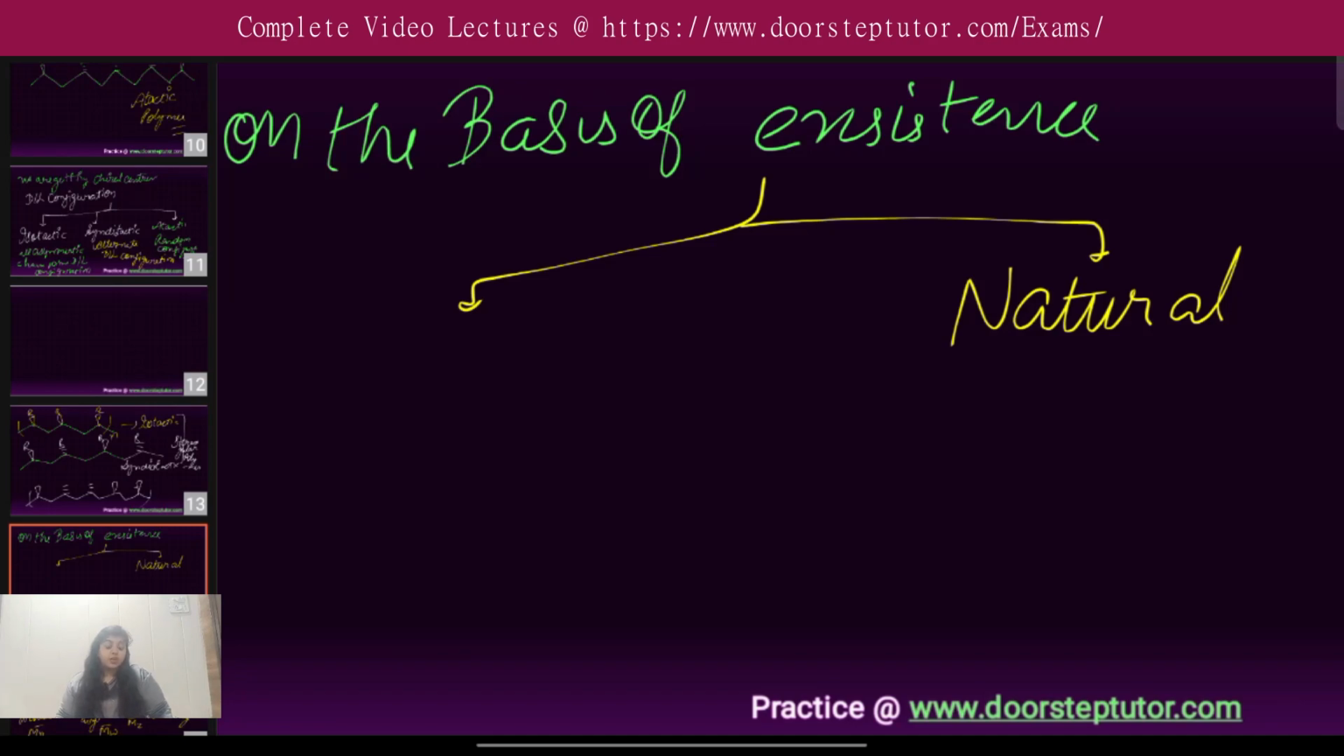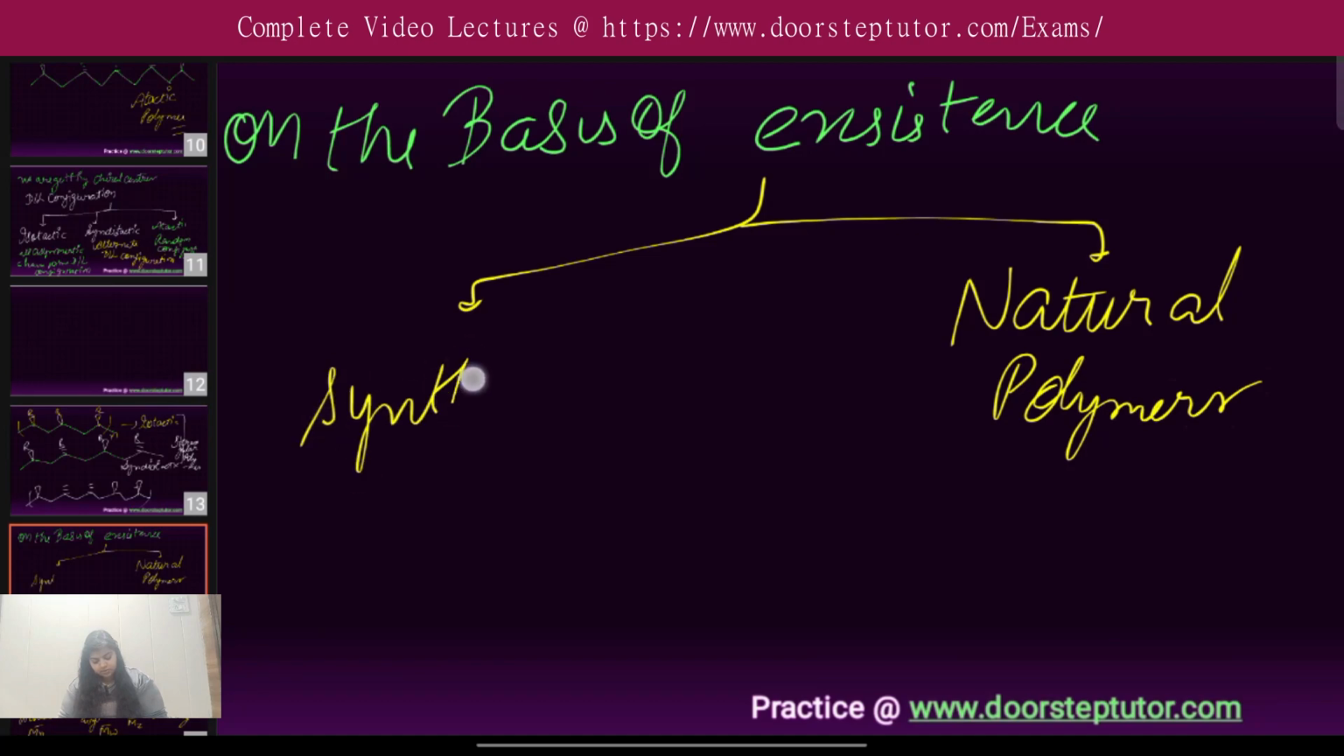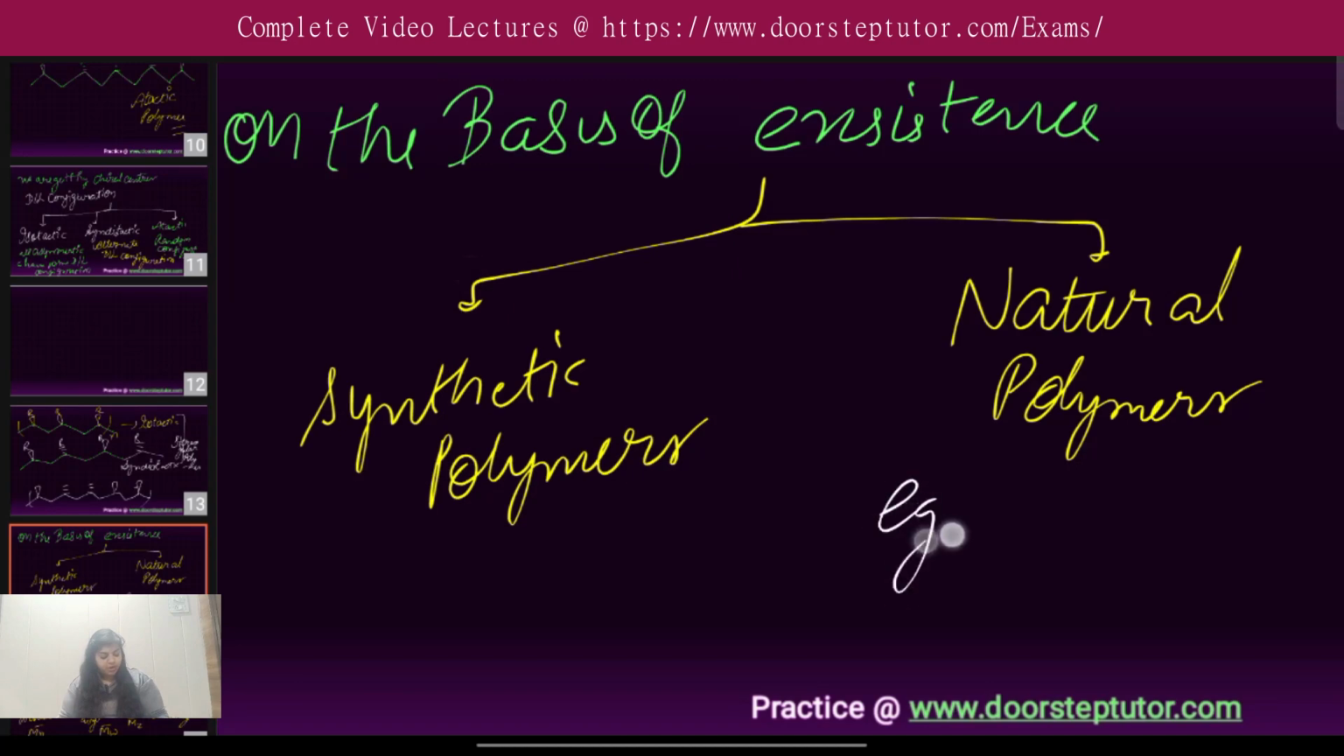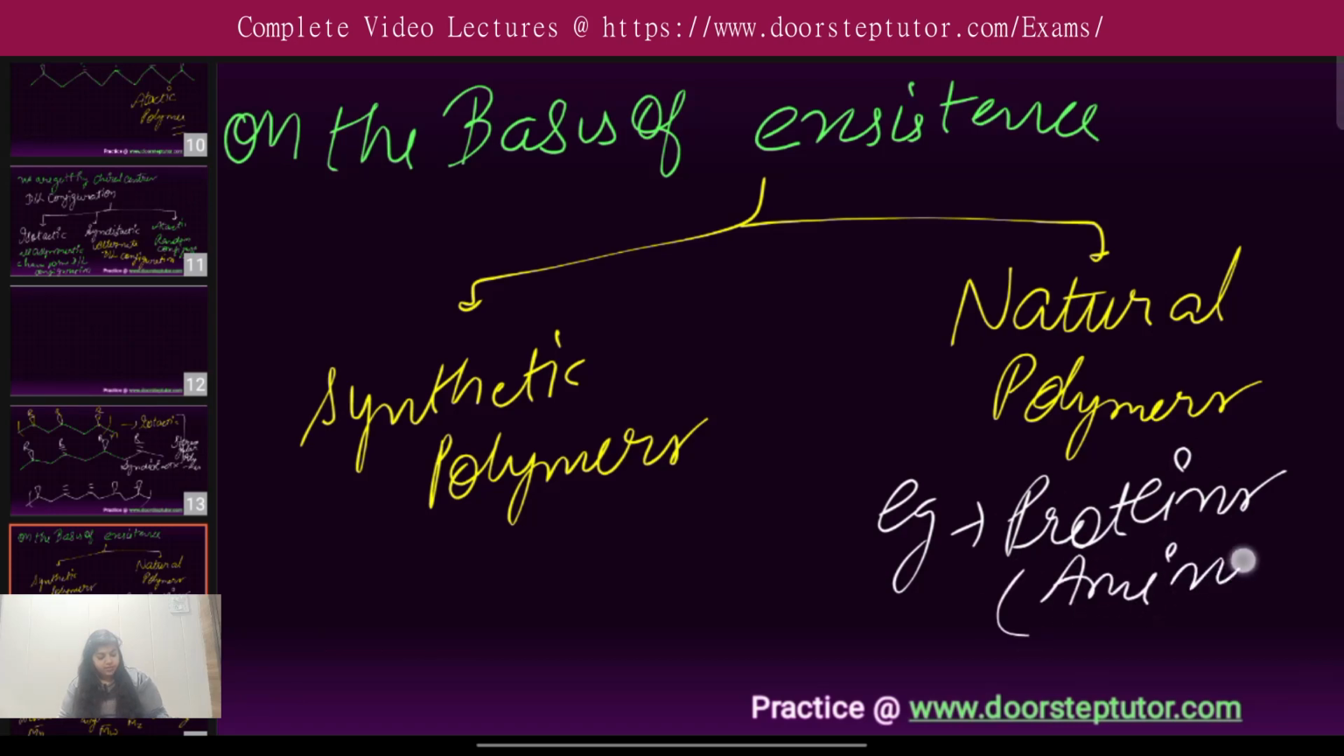The next one is the synthetic polymers, that are man-made polymers. So on the basis of their existence we have natural polymers and synthetic polymers. The natural polymer examples I told are proteins that are present in our body, made up of amino acids, which are the monomeric units.